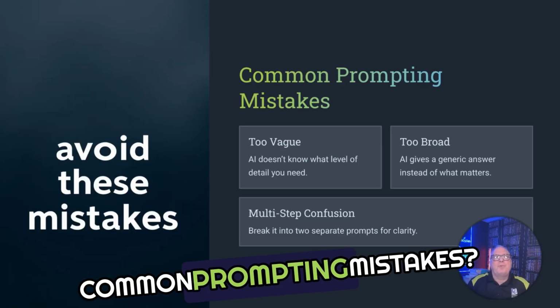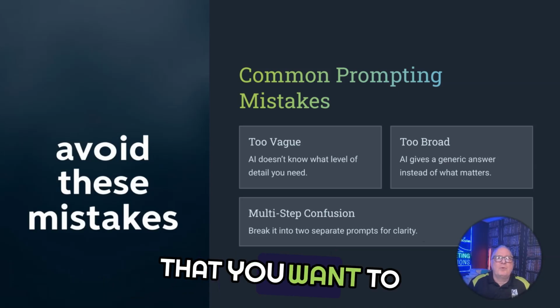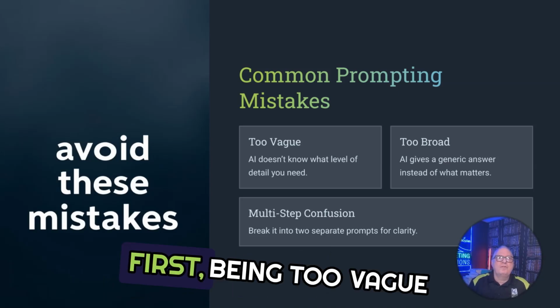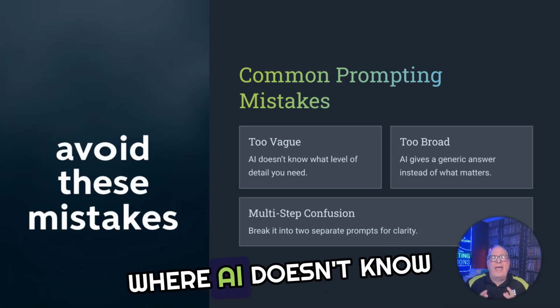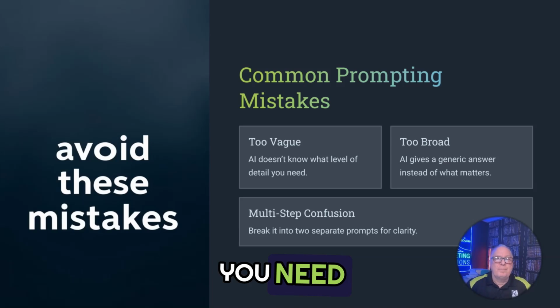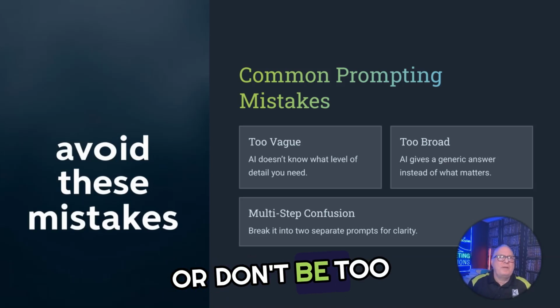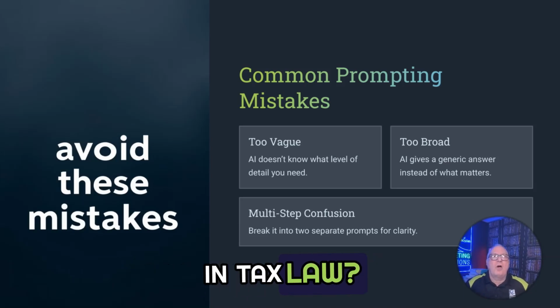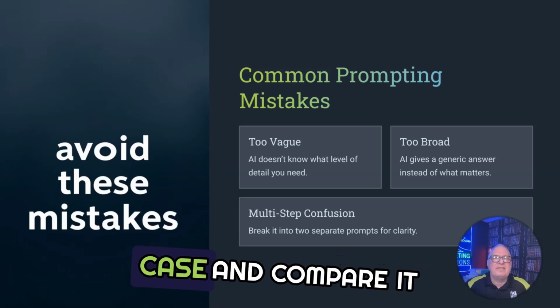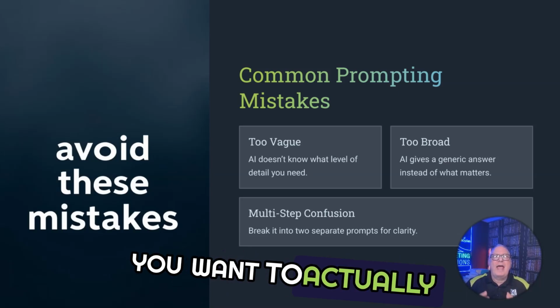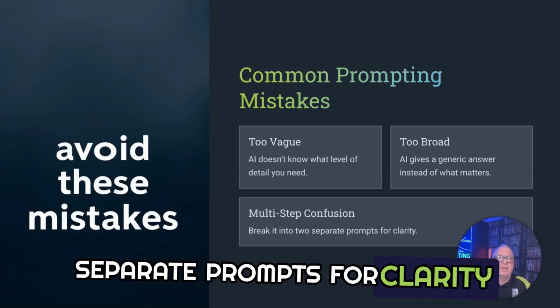So what are some common prompting mistakes that you want to avoid? First, being too vague. Something like, explain this contract, where AI doesn't know what level of detail you need. Or don't be too broad, like, what's new in tax law? AI gives a generic answer instead of what actually matters for a CPA. Or multi-step confusion. So something like, summarize this case and compare it to another. You want to actually break it into 2 separate prompts for clarity.